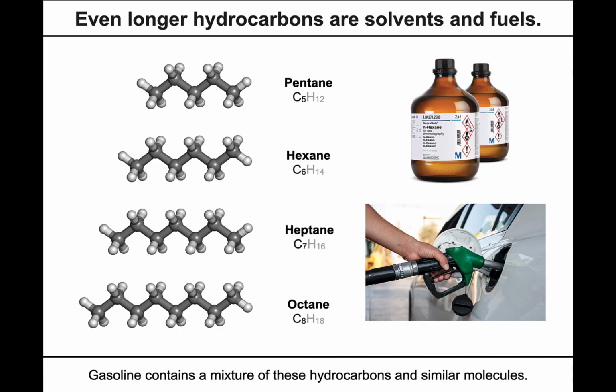Do you notice any patterns in the formulas? We have 5 carbons, 6 carbons, 7 carbons, 8 carbons. We have 12 hydrogens, 14 hydrogens, 16 hydrogens, and 18 hydrogens. Yes, of course, we are adding 2 hydrogens for every 1 carbon. And this totally makes sense because carbons make 4 bonds, and as you add carbons to this chain, 2 of the bonds go to carbons and 2 go to hydrogens.